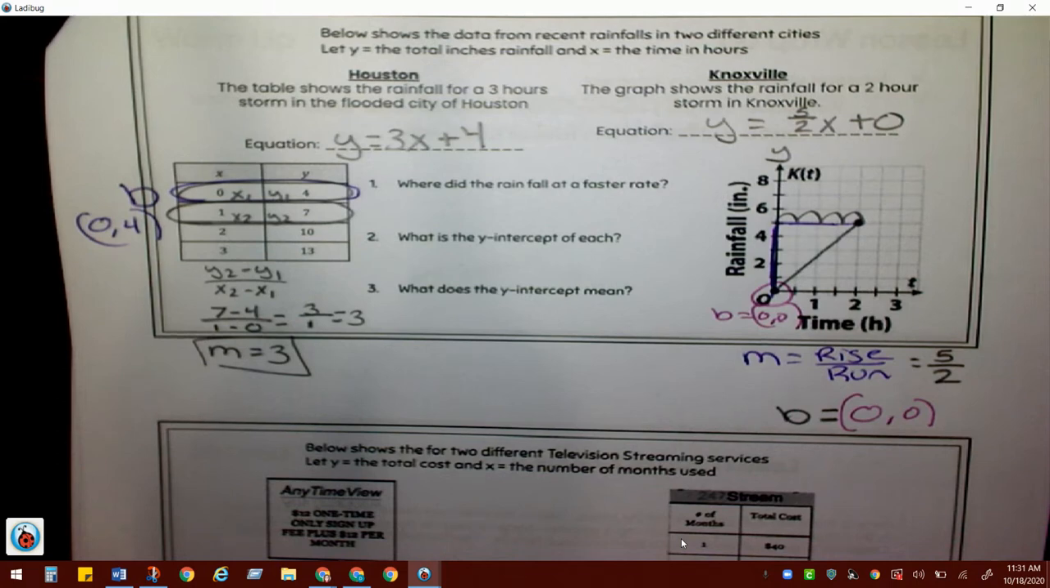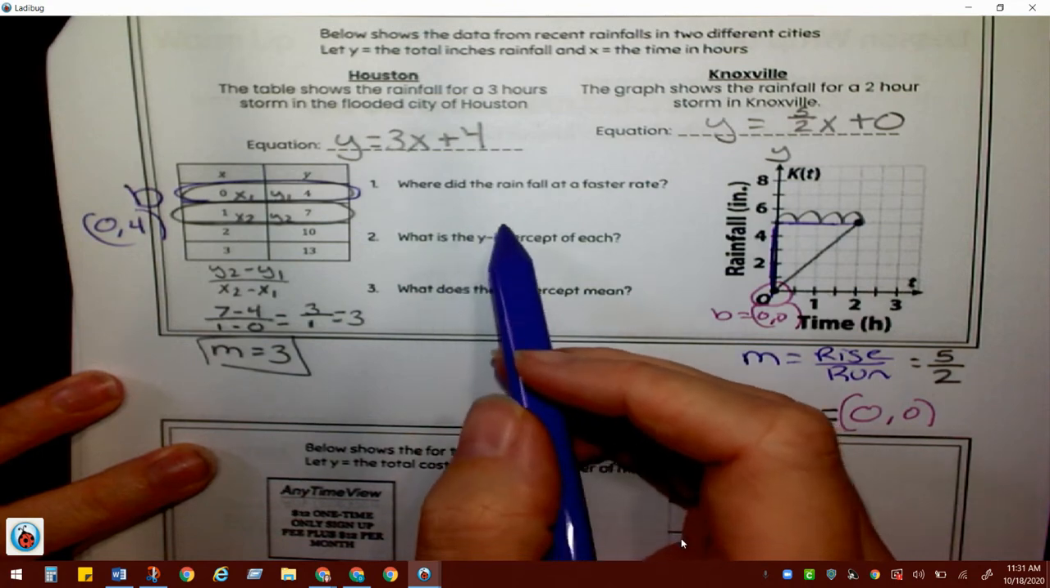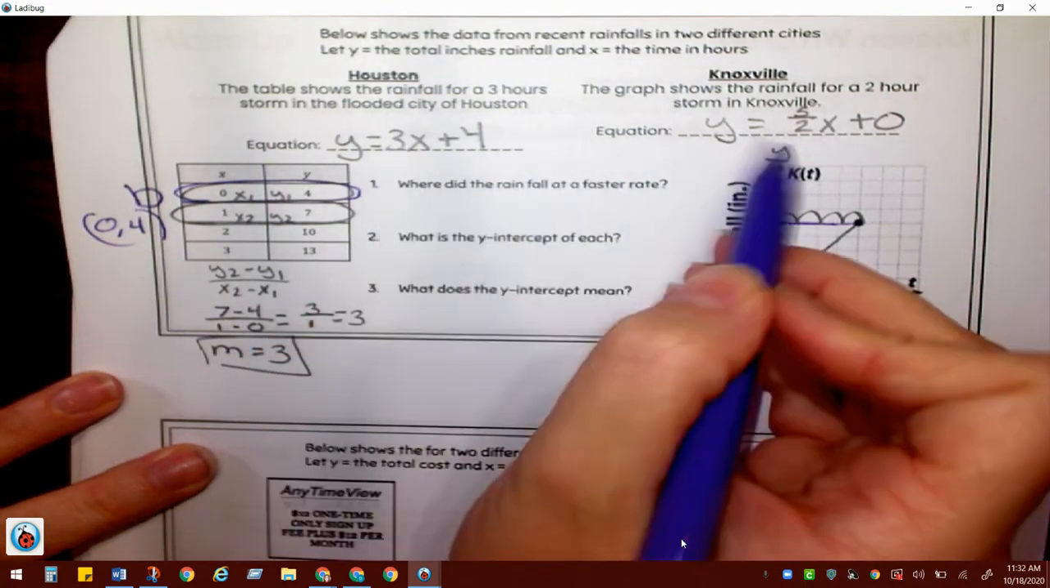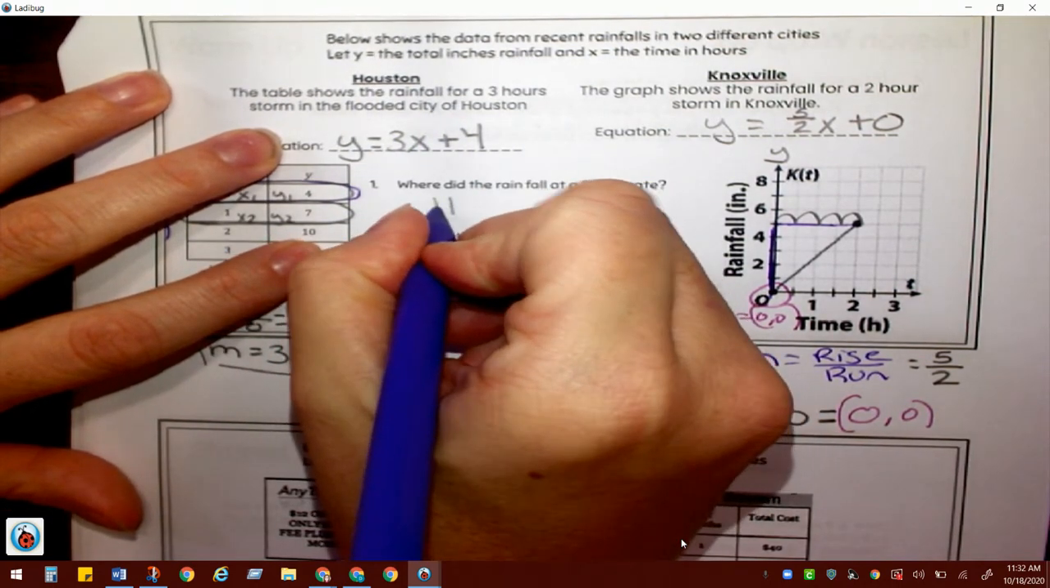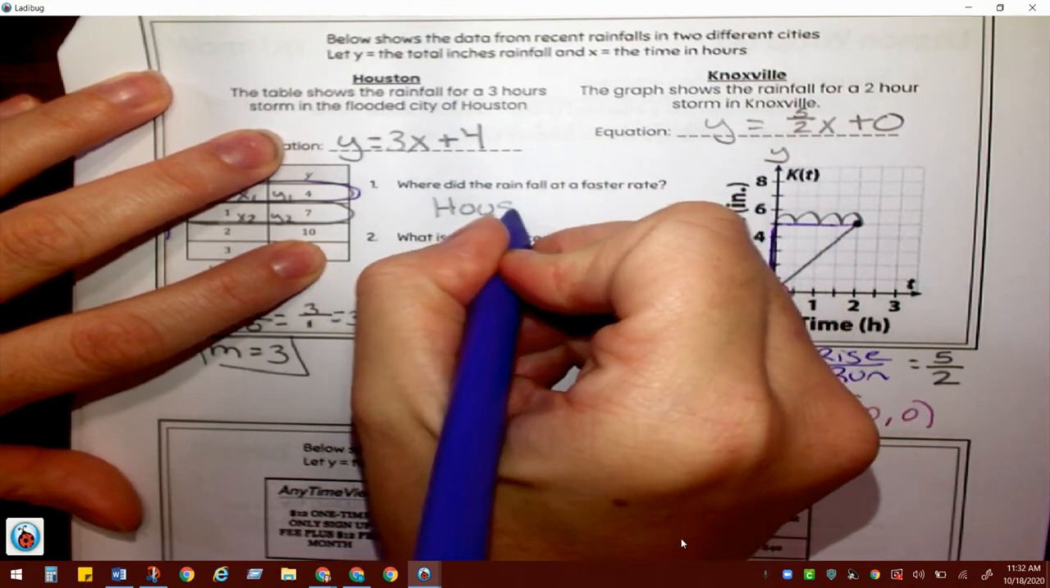And now let's compare. Answering our questions, where did the rain fall at the faster rate? Looking at the slopes, which one has the higher number? Which one has the faster rate? That would be Houston, because 3 is higher than 5 over 2.